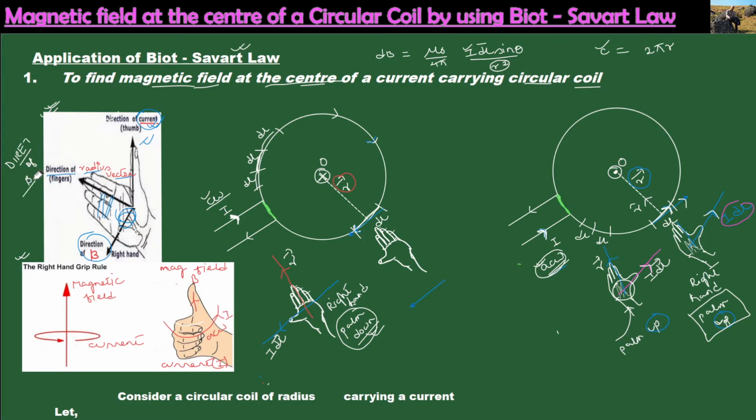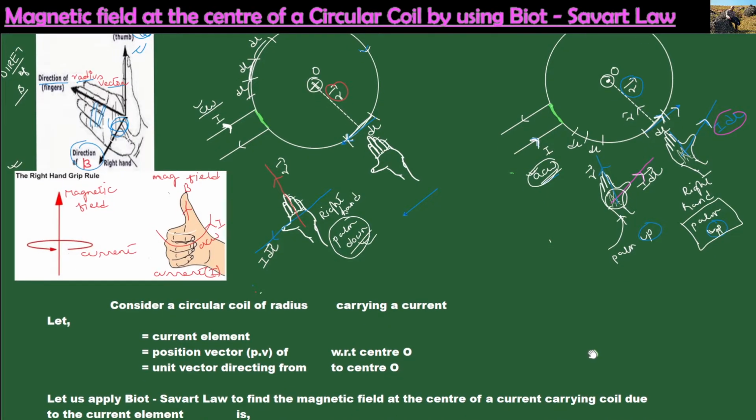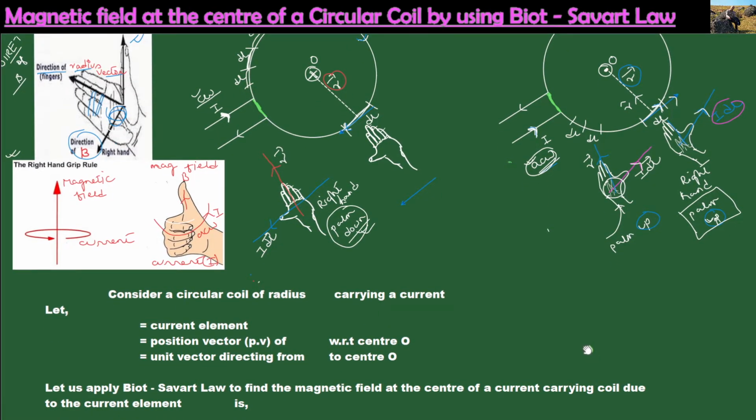Since magnetic field B is always a vector quantity, from here onwards we can deduce the expression for finding the magnetic field. Let us consider a circular coil of radius r, carrying a current I. And from here, what is the current element? The current element is I dl bar.